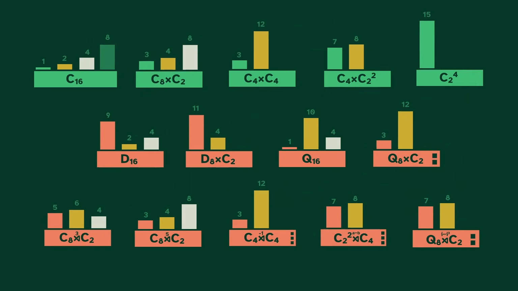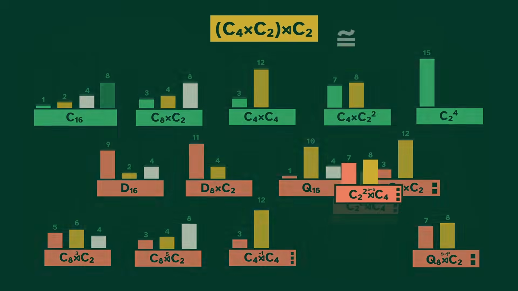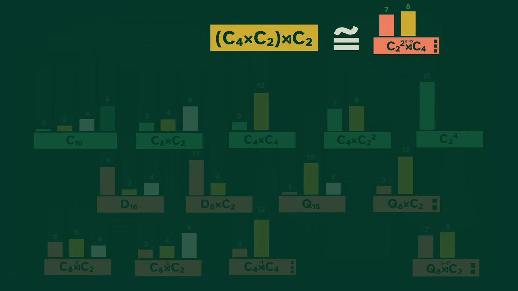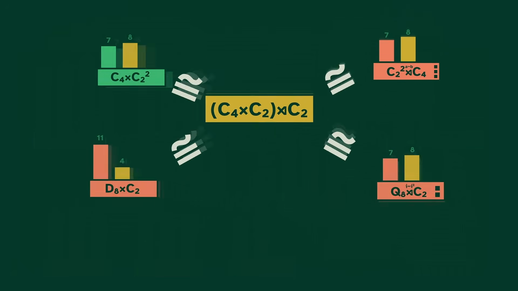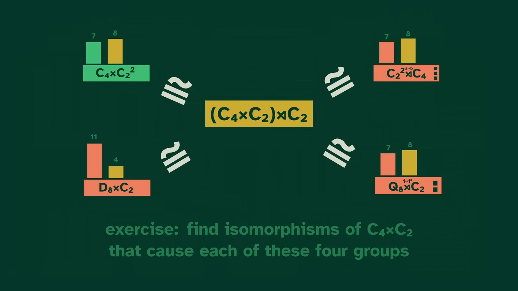So here are all of the groups of order 16. Of course, there are a bunch of other SDPs we could try out, like this one, but they'll always be isomorphic to one of the 14. And actually, this example has 4 different possibilities, depending on which isomorphism of C4 times C2 we use. And that wraps up this episode.